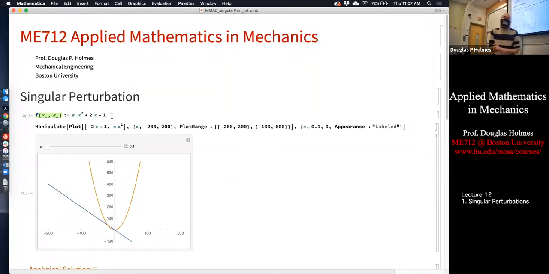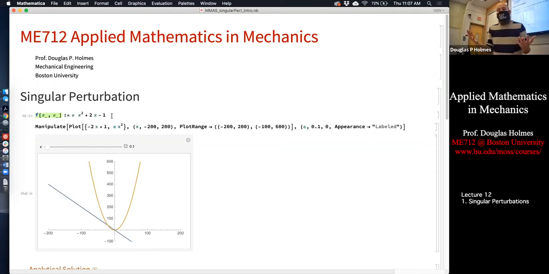As I've said a couple times already, this is the hallmark of a singular perturbation problem. Whenever the small parameter multiplies the highest order term, in a polynomial that being the highest order polynomial term, in a differential equation that being the highest order derivative, you are going to encounter a singular perturbation problem.